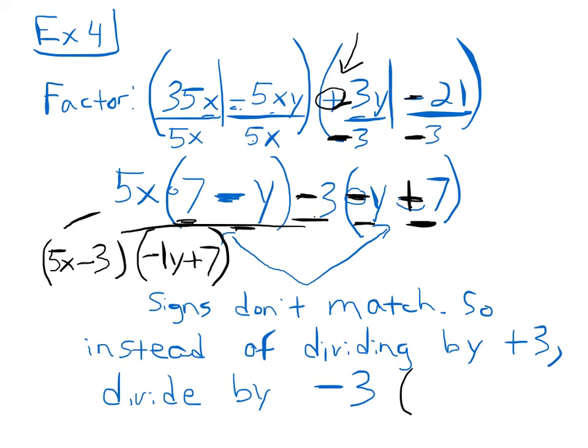So the key on this one, the tricky part, was we actually had to, instead of dividing by a positive 3, we had to notice that our signs were different between these two. And again, you don't have to do this, I'm just showing you. Our signs were different, so instead of dividing by a positive 3, we should have divided by a negative 3. Okay?